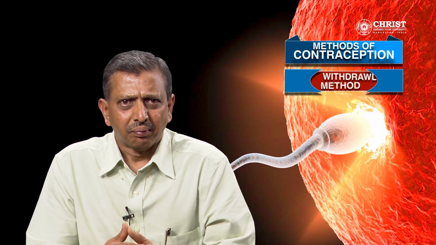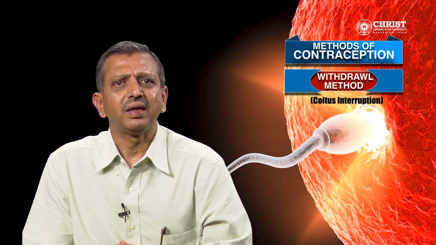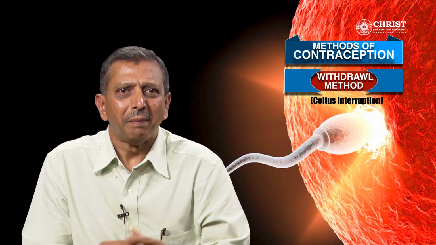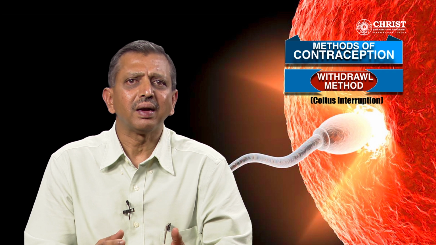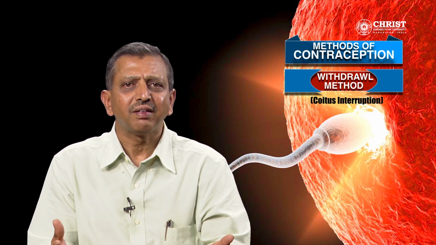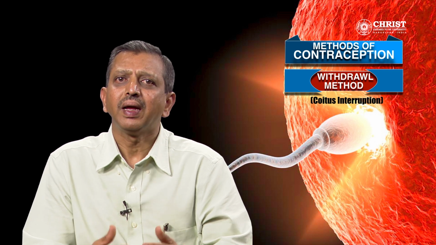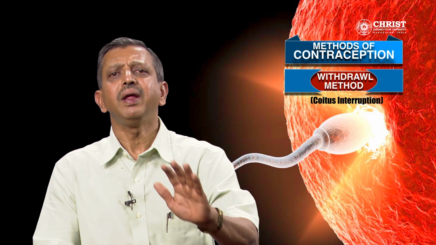The second method is withdrawal method, also known as coitus interruptus. It is practiced by men. Here the penis is immediately withdrawn before orgasm and ejaculation to prevent the entry of sperms into the vagina. It is extremely unreliable.